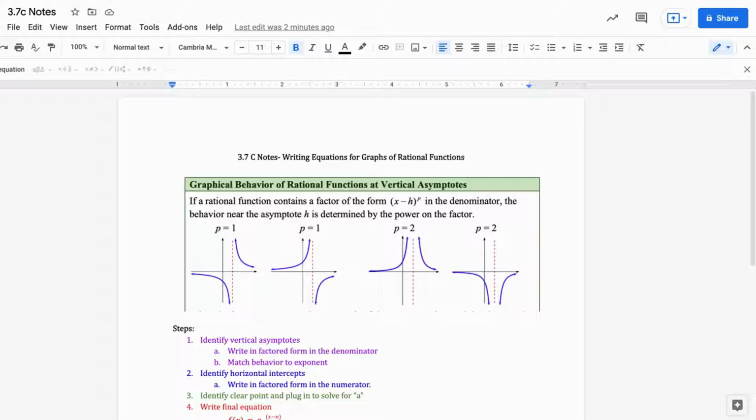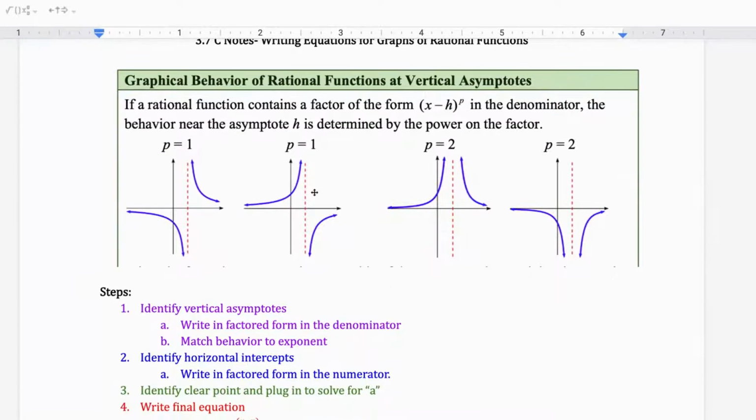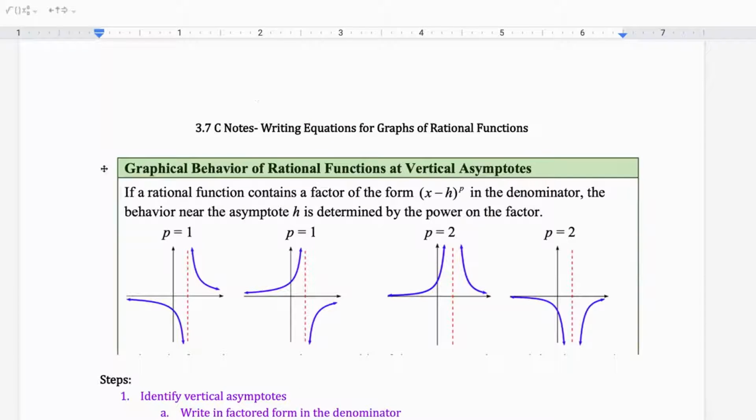vertical asymptote. What this basically says is that if a function contains a factor (x minus h) to the p in the denominator, the behavior near the asymptote is determined by the power of the factor. So if you look at the bottom of the fraction and there's an exponent, it's going to determine what's going on. Typically what we've seen is an exponent of 1. An exponent of 1 means that when you look at it, there's no exponent. So I would make a note there so you know that.